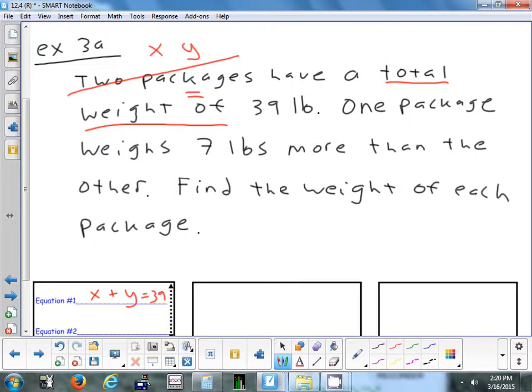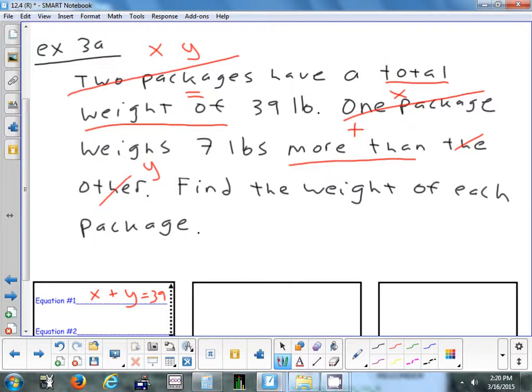Now, one package. How do you want to represent that one package? That's X, right? Make it X. X weighs 7 pounds more than. What does more than mean? It means more. What math? Plus, good. More than the other. What's the other? Y. So the other becomes Y.